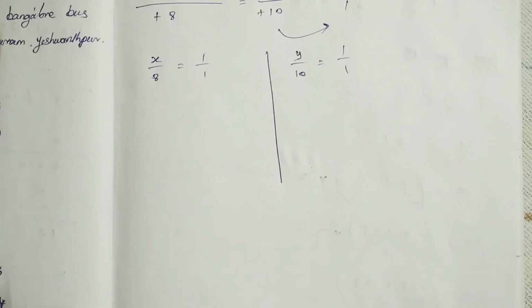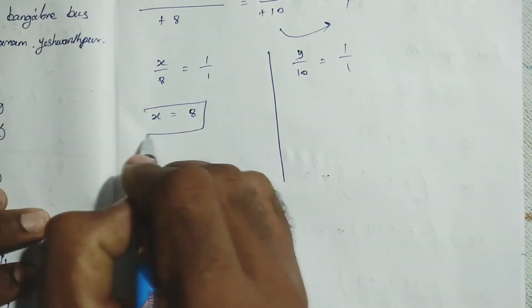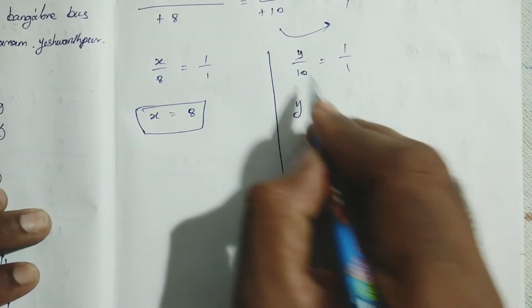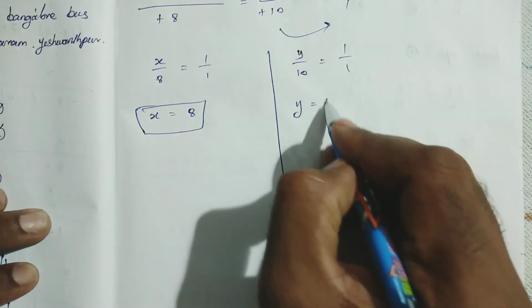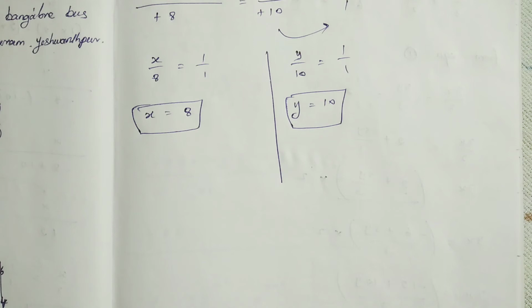Clear? Any doubt? Next, x is equal to cross multiplication. 1 into x, x, 1 into 8, 8. So x value 8. Y is equal to 1 into y, y. So 1 into 10, 10. We find out, so x value is 8, y value 10. So we find out the fact.